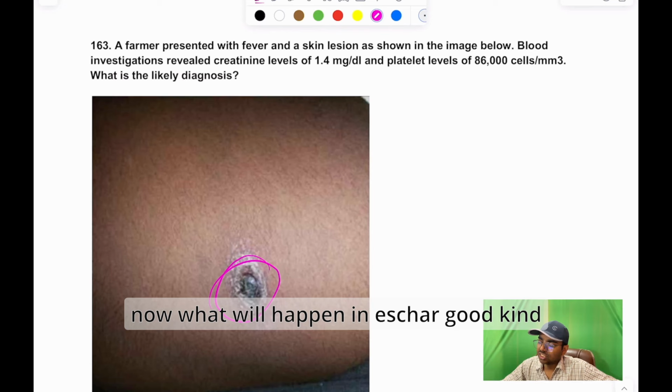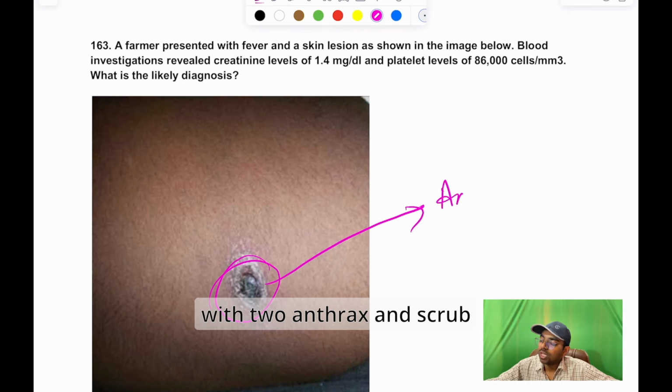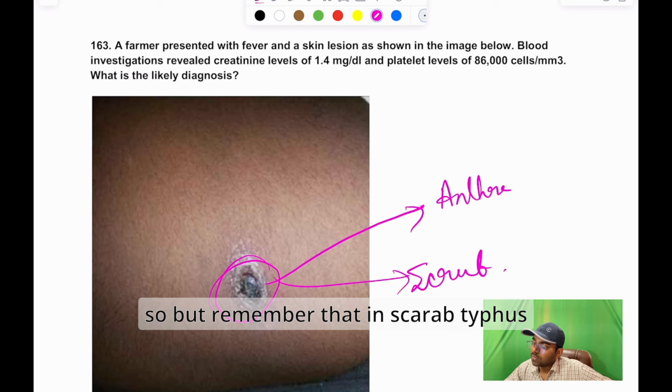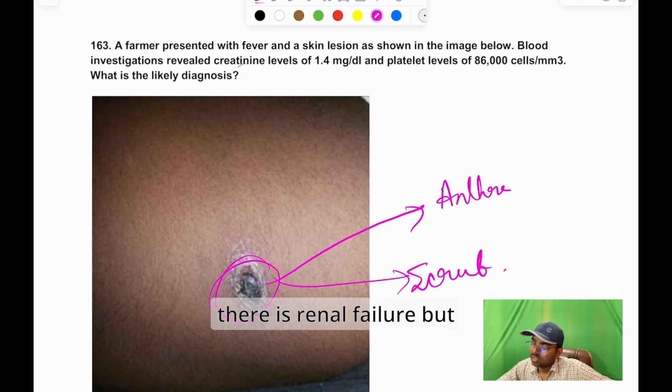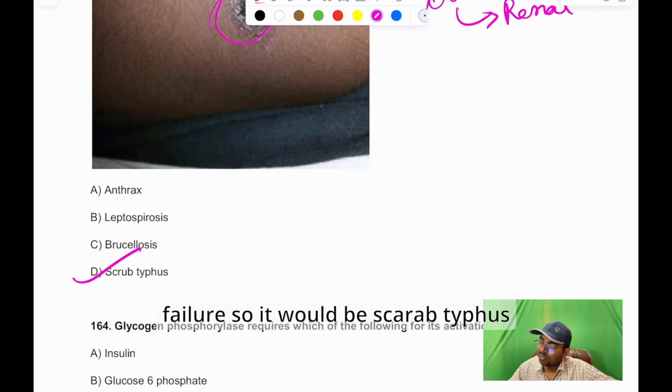Again, this is an eschar. Now what will happen in eschar? What kind of eschar? We are left with two options, anthrax and scrub typhus. But remember that in scrub typhus there is renal failure, but in anthrax there is no renal failure. So it would be scrub typhus.